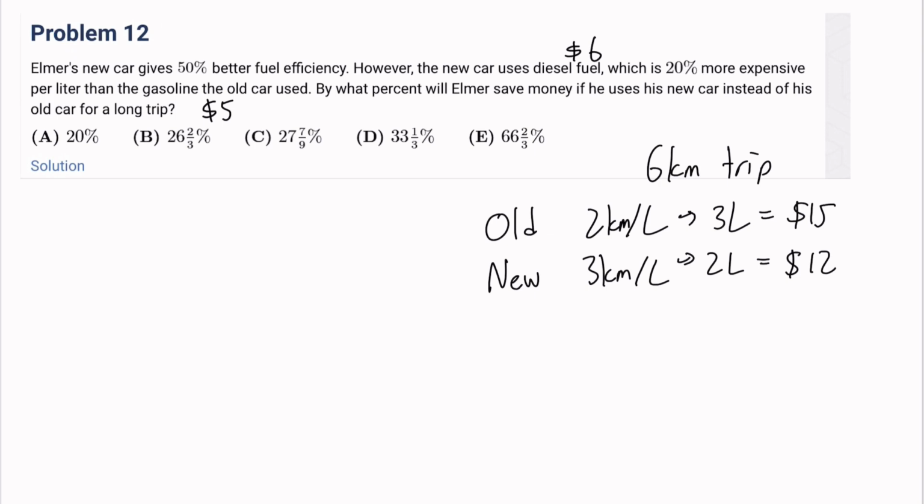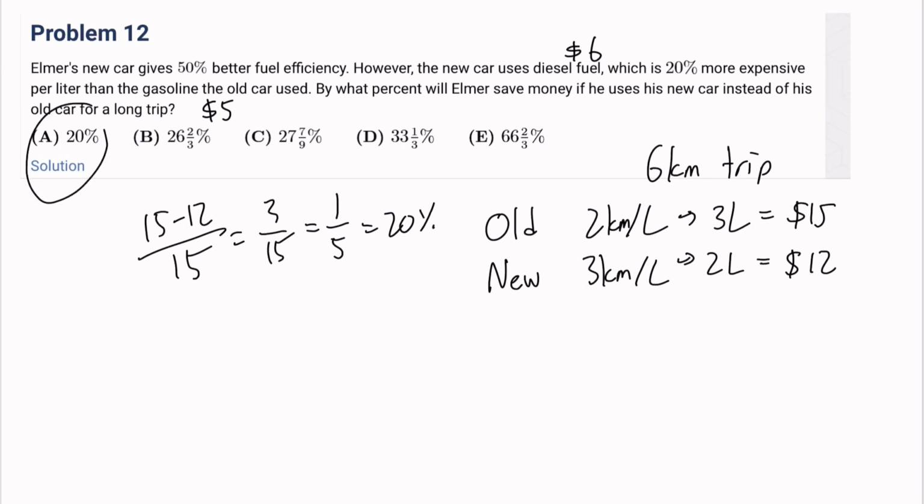And so by what percent will Elmer save money? So it's 15 minus 12 over 15, which is 3 over 15, which is 1 over 5, which is 20%. So the answer is A.